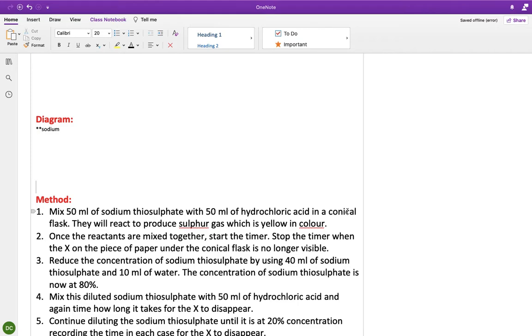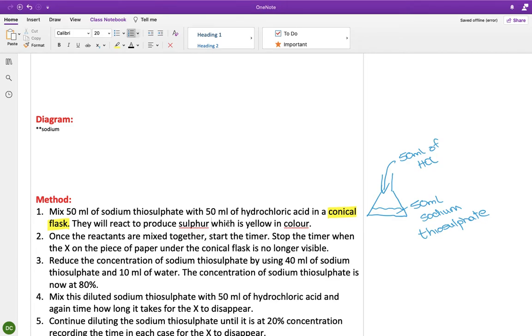A conical flask is this one. So you're going to have your 50 mils of sodium thiosulfate in here. You're going to add in 50 mils of your hydrochloric acid, and then that turns into sulfur, okay?